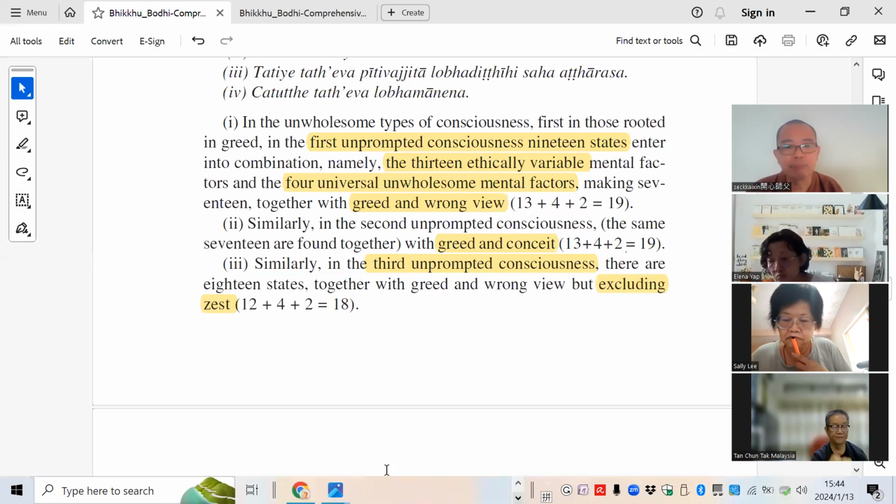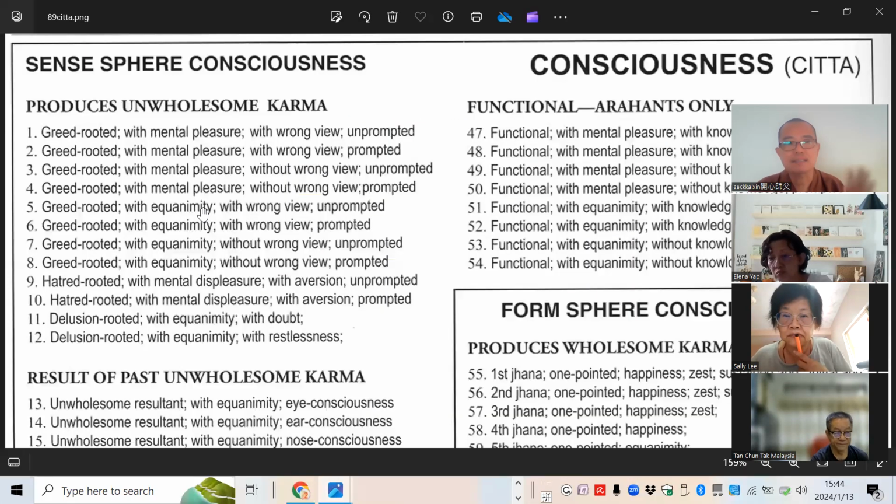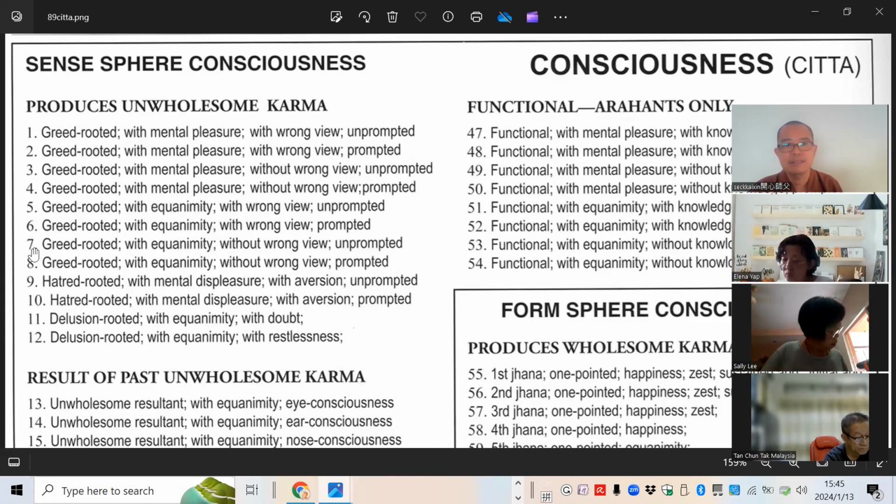Where is the third unprompted? Class, Kok Hong, can you tell me the number? Where is the third unprompted? Kok Hong, what is the number here? The third unprompted. Okay, Sally, where is the third unprompted? What's the number for the third unprompted, Sally? Number 5. Class, okay, take a look at the screen.